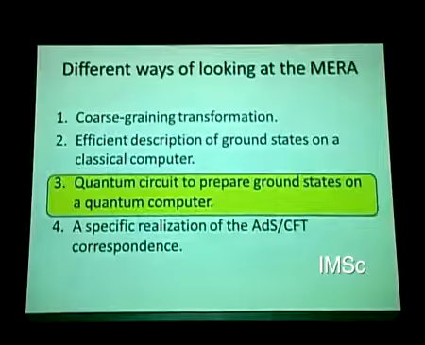So that was, in fact, the main part of my talk, and that's done. My main point was, even if you don't follow all these crazy diagrams, that I can use the MERA as an efficient description of ground states of critical Hamiltonians on a classical computer. So we're just doing it on our laptop. But the same MERA, once you found this ground state by variationally optimizing these parameters, you can view this structure as a quantum circuit that prepares this ground state on a quantum computer.